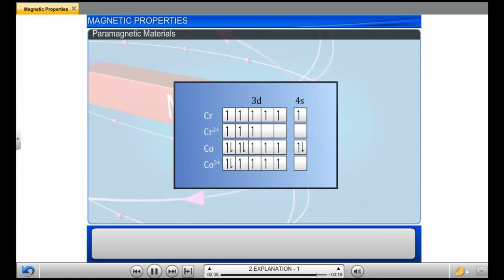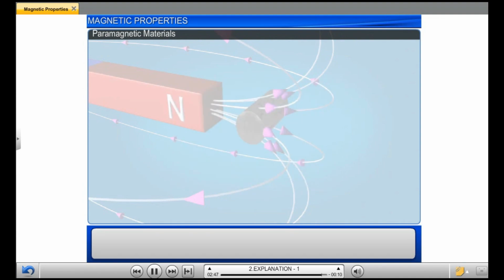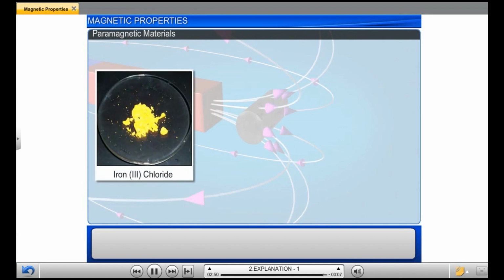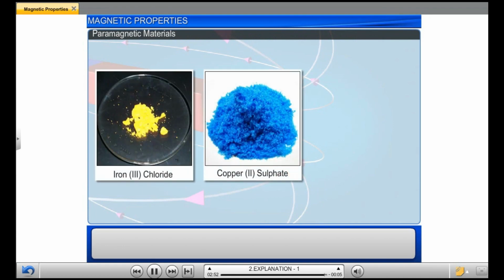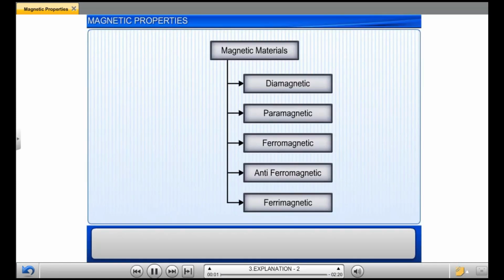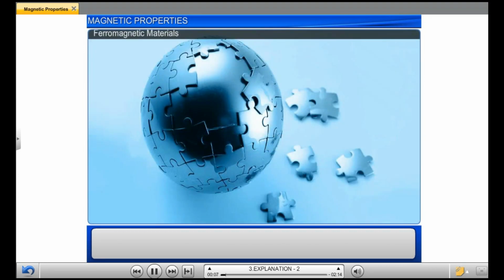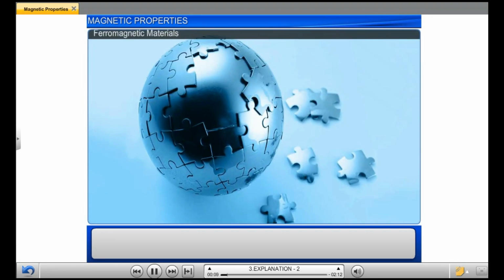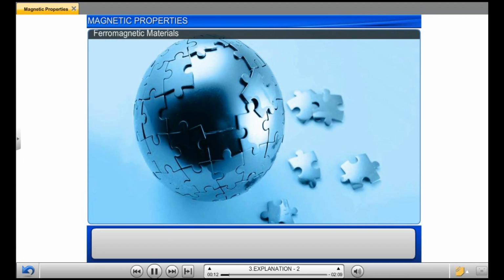Paramagnetism is due to the presence of one or more unpaired electrons which are attracted by the magnetic field. Some examples of paramagnetic materials are Fe^3+, Cu^2+, and Cr^3+. Let us now discuss ferromagnetic materials. Ferromagnetic materials are materials that are strongly attracted by magnets.